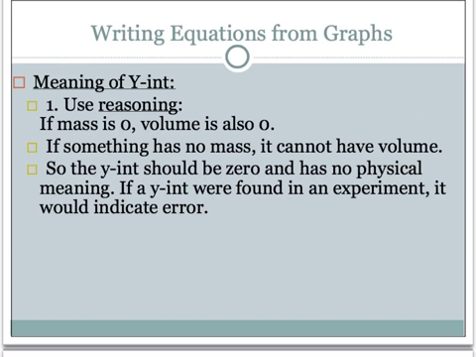For the y-intercept, there's two ways that we can talk about its meaning. The first thing is to use reasoning. Since we're talking about mass and volume, if we have something with no mass, what should its volume be? Well, if it has no mass, it should have no volume. Or vice versa, you could say if it has no volume, it can't have any mass. So either way, you should be able to determine that the y-intercept logically should be 0. There's nothing that you can do to make a y-intercept in this case, so you can say that here it has no physical meaning.